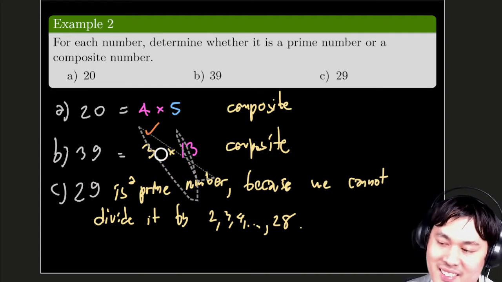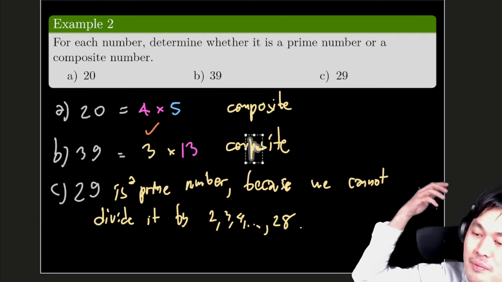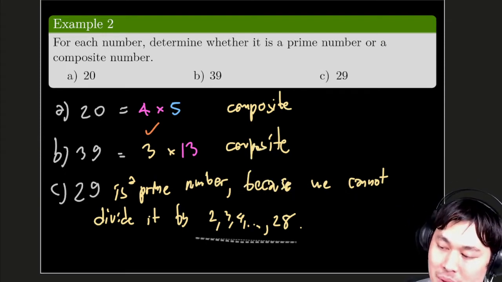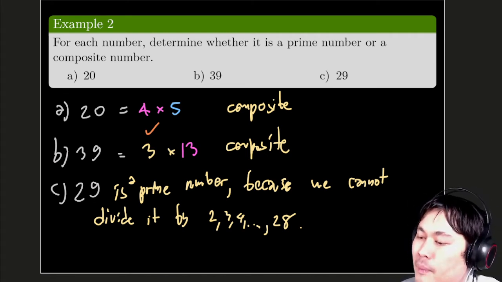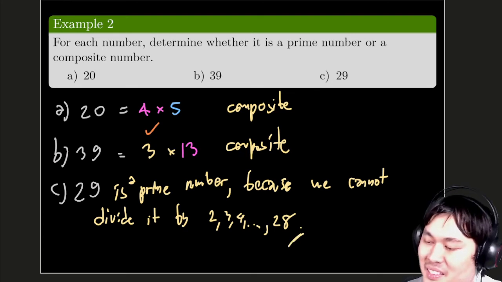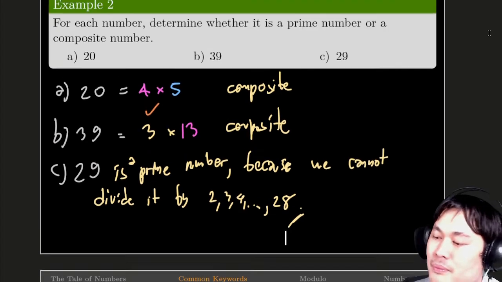You can see that there's a huge difference, right? To prove something is a composite, you only need to give a single example. To show that something is a prime, you have to try all of them, to show that it's not a composite number. So that's the nuance. That's why prime is difficult.